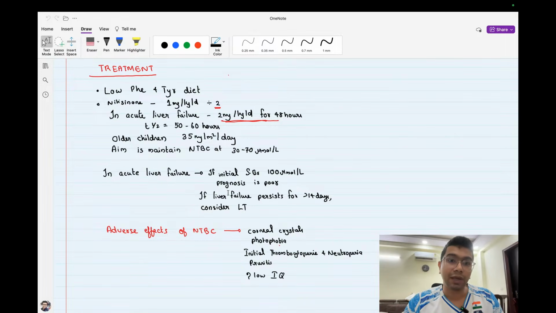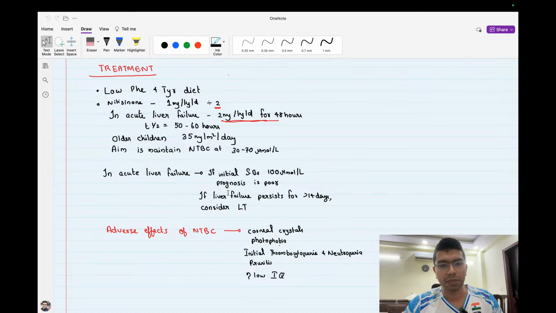If there is acute liver failure, we may have to give double dose, 2 mg per kg per day for the first 2 days. Then we can decrease it to 1 mg per kg per day. For older children who are above 40 kg, we can even consider dose based on body surface area, that is 35 mg per meter square per day.